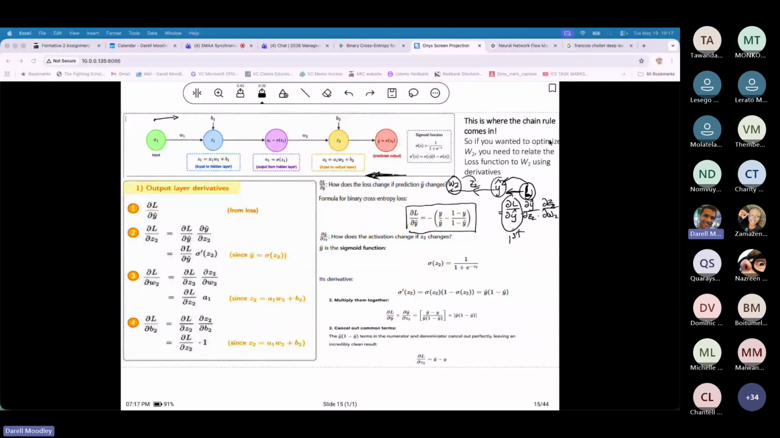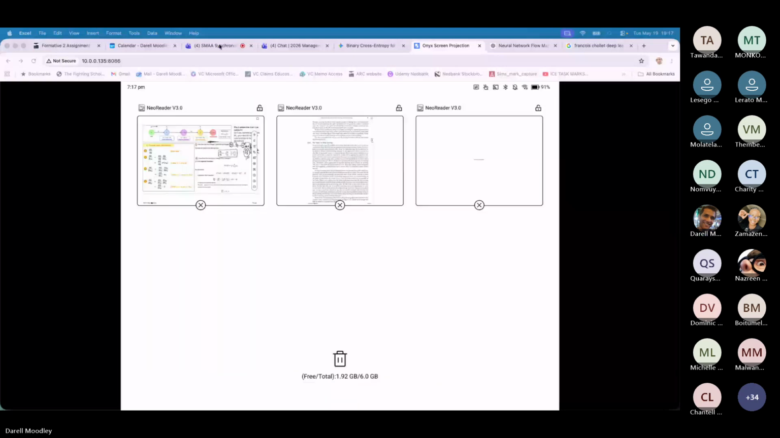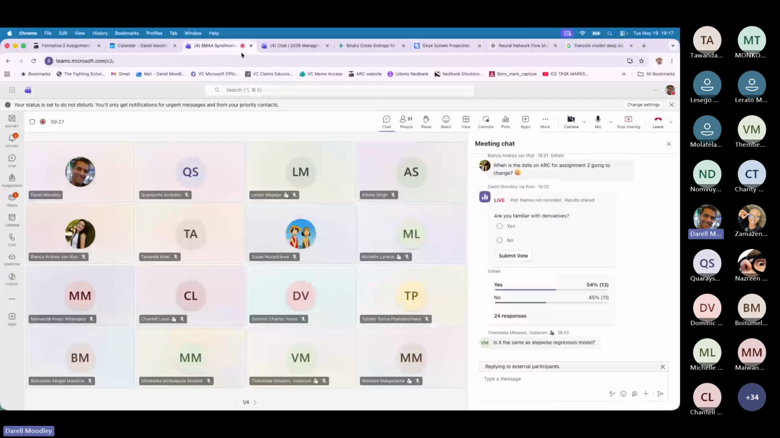So I'm going to create a whiteboard and I'll take you through it. Let me see if this works. It's fine. Give me a second. I'm going to create a blank whiteboard and take you through it.